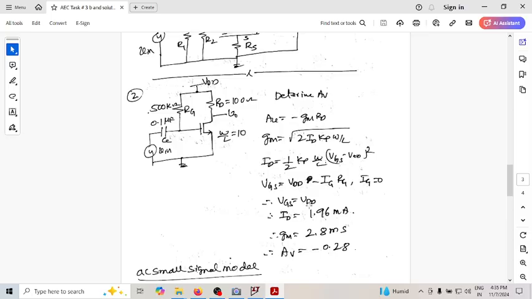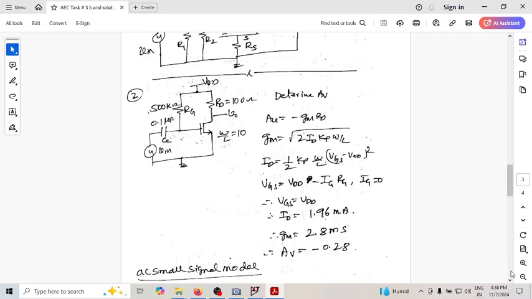When VGS is equal to VDD, how much is the ID that is going to flow? So ID is 1.96 milliampere. After knowing the value of ID, you can put it into this Gm equation. You get the Gm as 2.8 millisiemens. So once you know this 2.8 millisiemens, multiply that with RD, which is 100 ohm, you're getting a gain of hardly 0.28 magnitude. So that's what is the gain.